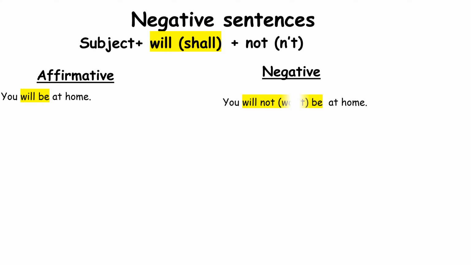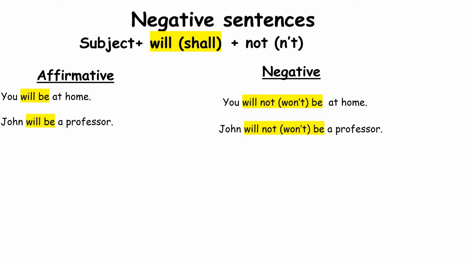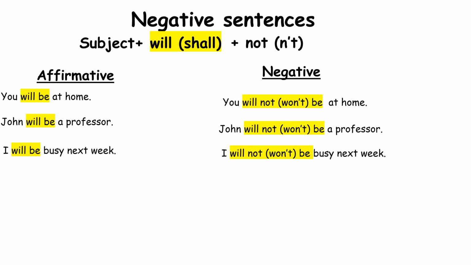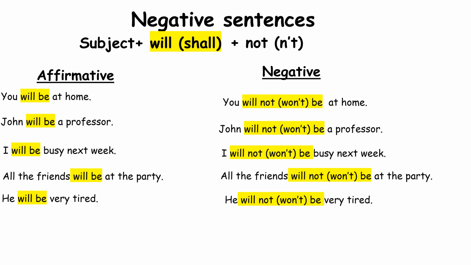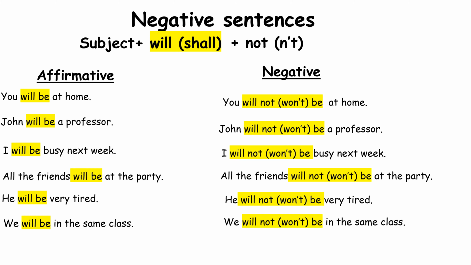You will be at home. You will not be at home. Or to make it shorter, you can also say you won't be at home. John will be a professor. John will not be a professor. I will be busy next week. I will not be busy next week. All the friends will be at the party. All the friends won't be at the party. He will be very tired. He will not be very tired. We'll be in the same class. We won't be in the same class.